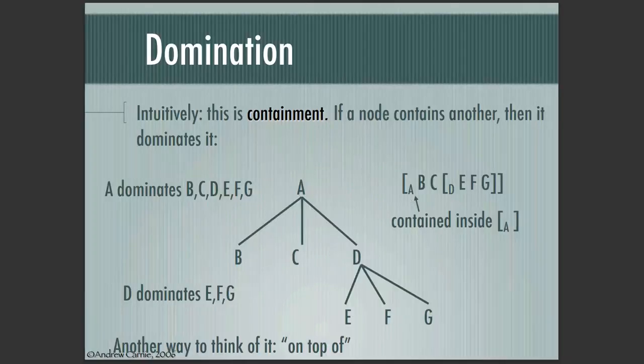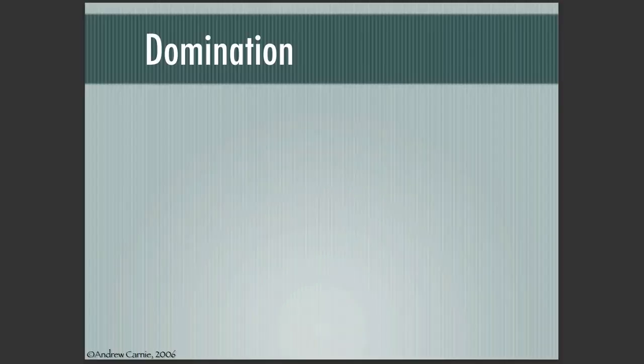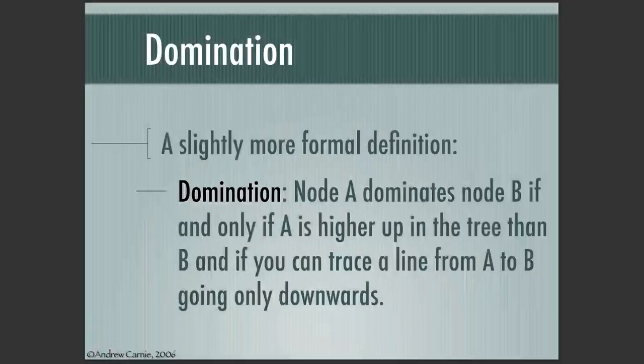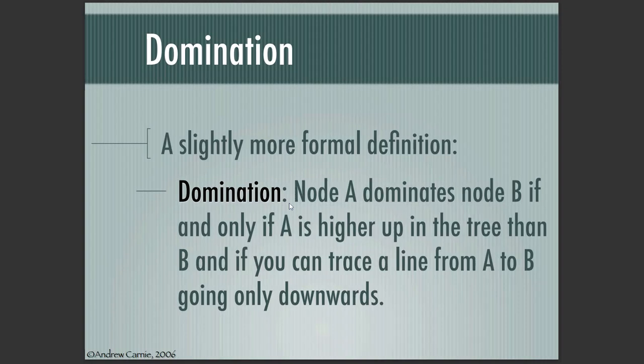Another way to think of it is like the top of something. Why do we say A dominates the set of B, C, D, and also the set of E, F, G? Because this one is on the top of the tree. This is the top of the tree. But also we can say D dominates E, F, G, because it is also on the top, and so on and so forth.